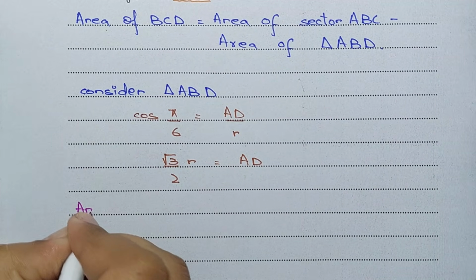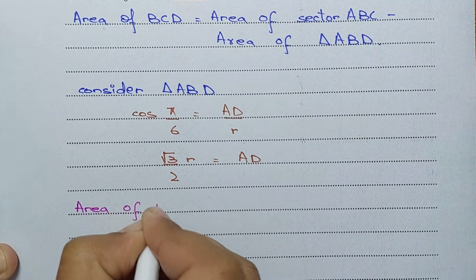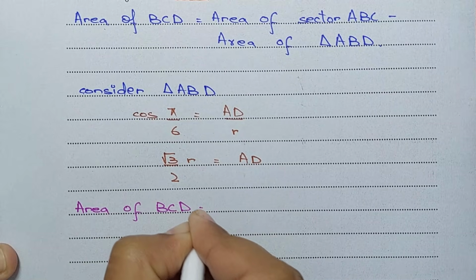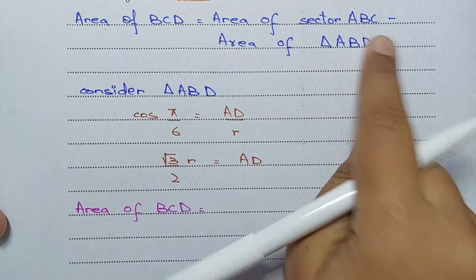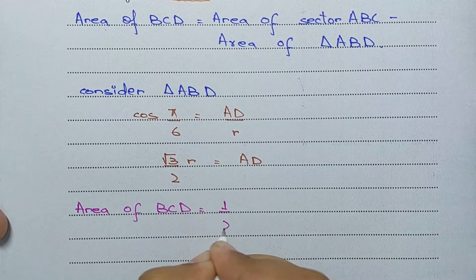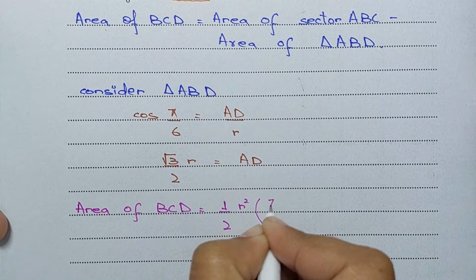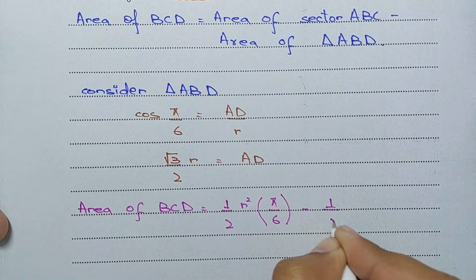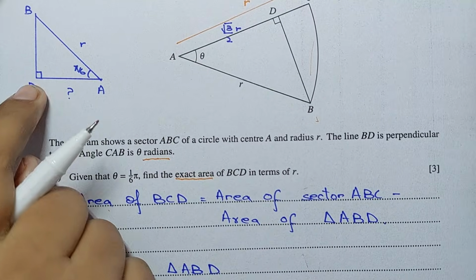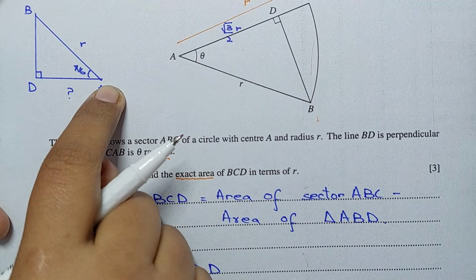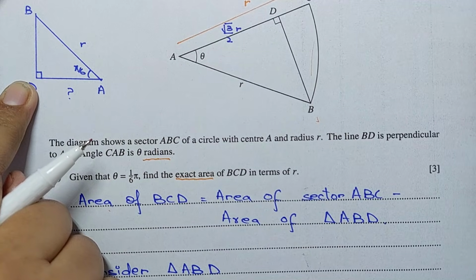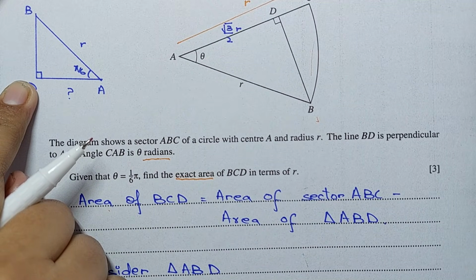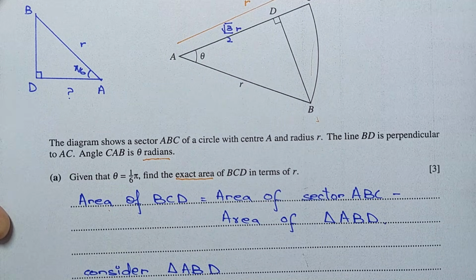Now put everything: area of BCD would be area of a sector ABC. Area of a sector is half radius squared times theta, and theta is pi by 6, minus area of a triangle, which is half base times height. We have done the base and we don't know the height as well. Sorry. Or we can use the formula of half the two sides and the sine of the angle between them. This is also fine. Yes.